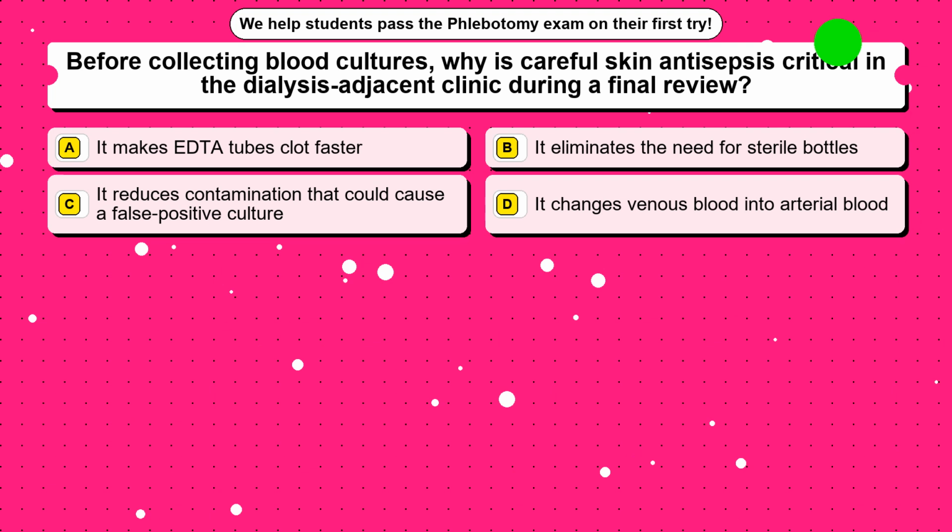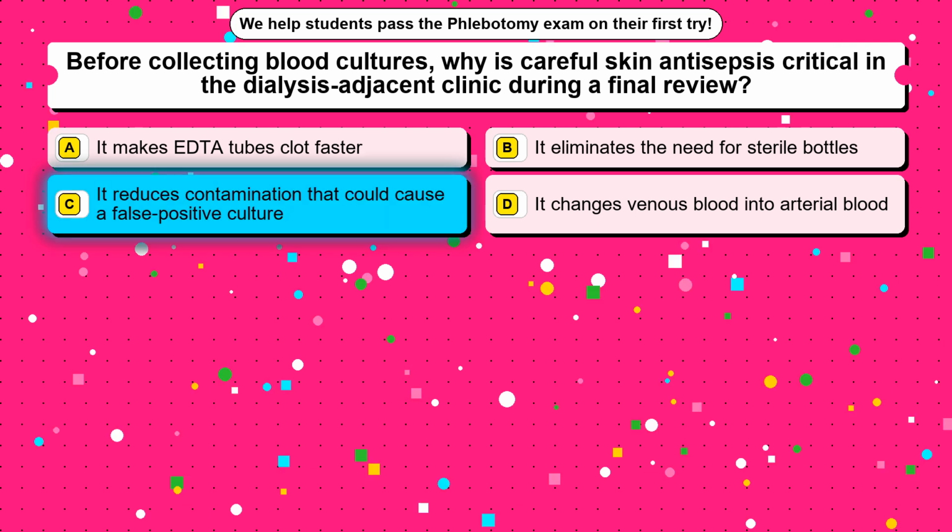Question 42. Before collecting blood cultures, why is careful skin antisepsis critical in the dialysis-adjacent clinic during a final review? Option A, it makes EDTA tubes clot faster. Option B, it eliminates the need for sterile bottles. Option C, it reduces contamination that could cause a false positive culture. Option D, it changes venous blood into arterial blood.